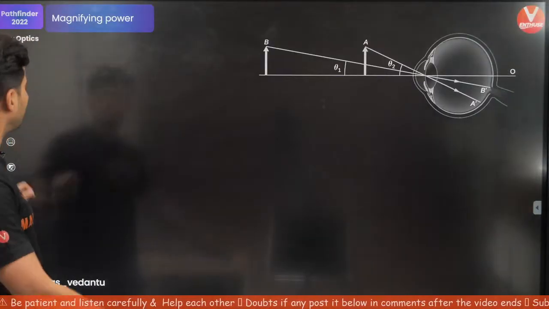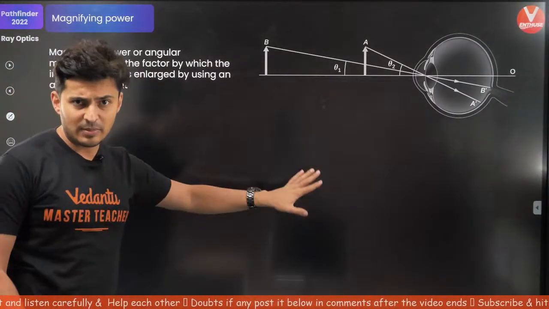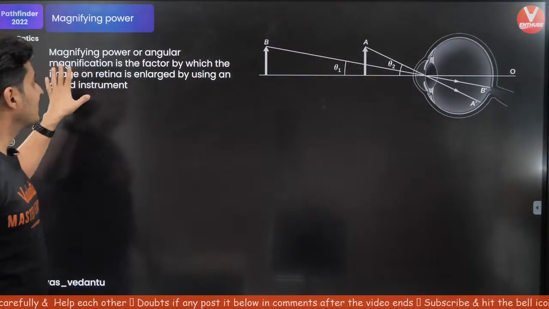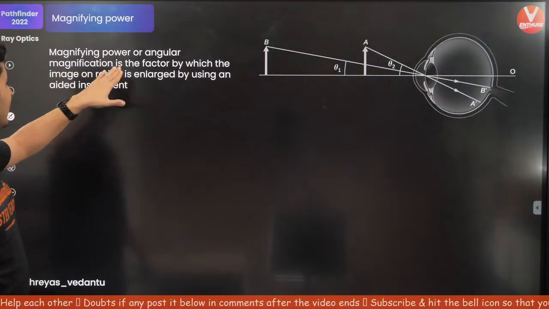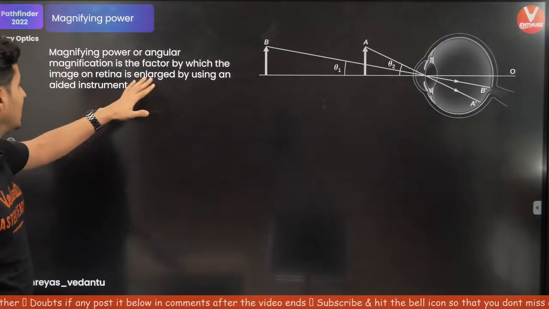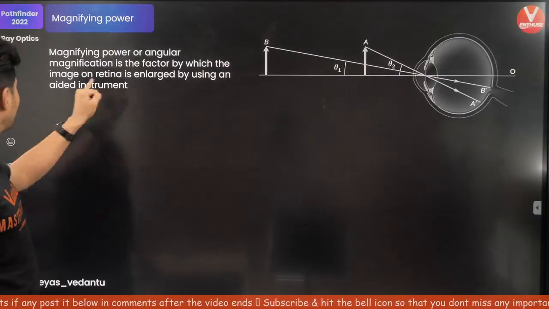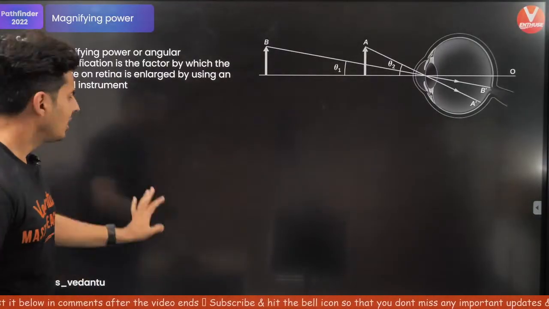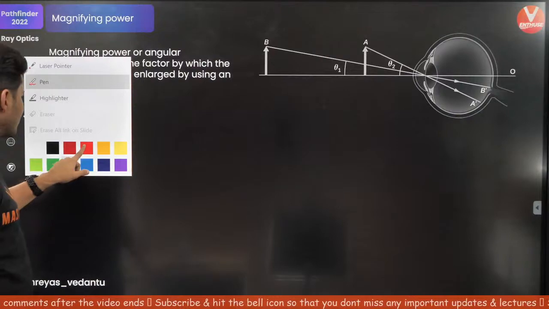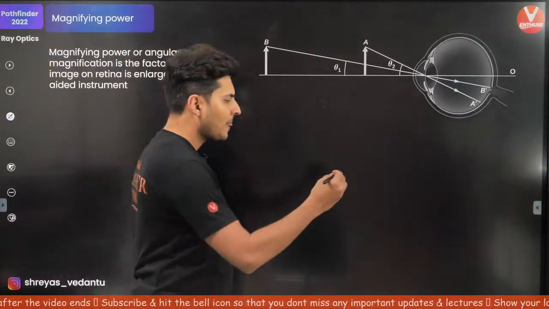I'll just show this to you first. The definition, and then I will explain the statement. It is the ratio, basically the factor by which the image on the retina is enlarged by using an aided instrument. Well, you might not get it so easily, so don't worry, I'll help you with this.